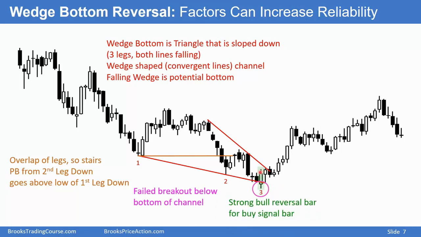Strong reversal bar. A little bit of a micro double bottom. This bar went down and up, and then we went down here and then up here. Good for the bulls. Bulls will buy above the high of that bull bar or the high of this pullback bar.